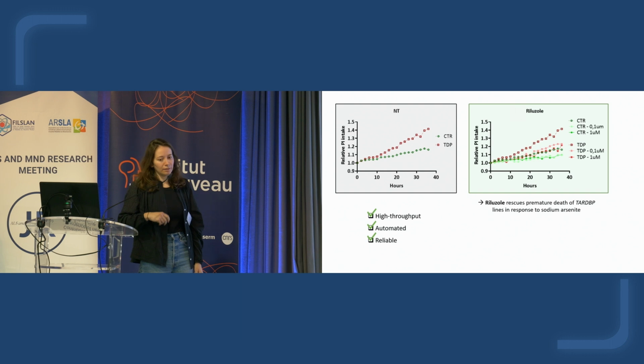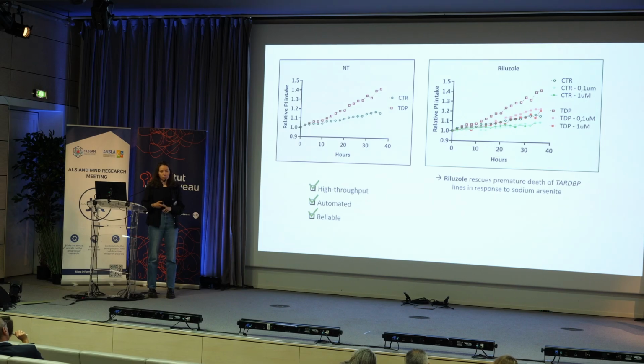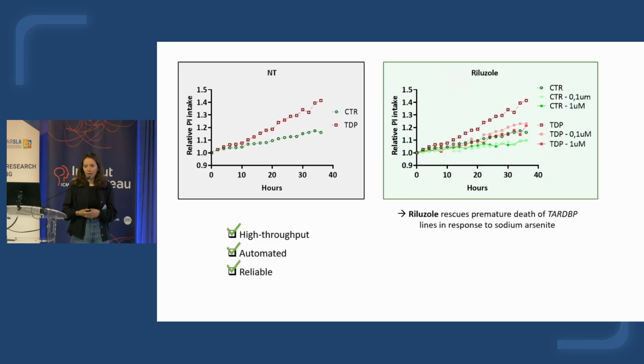We still have to validate what we are actually doing to the cells while stressing them with arsenite. So we launched a transcriptomics analysis to see how differently the controls and TDP lines respond to stress. And of course, we'll try a bunch of drugs on this.